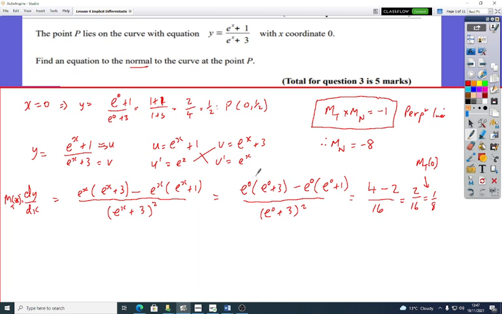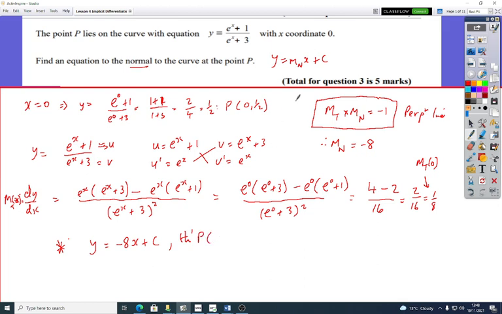Okay. So now, we want the equation of the normal. We know that the equation of the normal is going to be a straight line, so it's going to be in the form of y equals mx plus c. But now we know that the gradient of the normal at that point is going to be minus 8. So here comes the answer. It's going to be y equals minus 8 times x plus c. But because we need to find what c is, we also know that the normal goes through the point P.